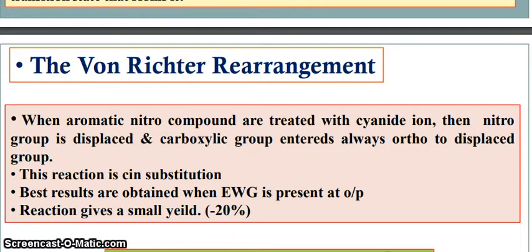This reaction is seen in substitutions. Best results are obtained when an electron withdrawing group is present at ortho and para. The reaction gives a small yield.